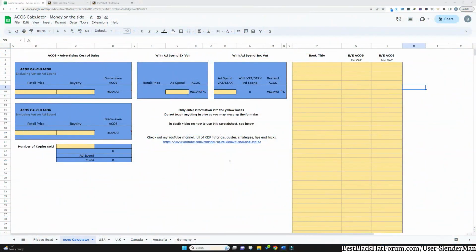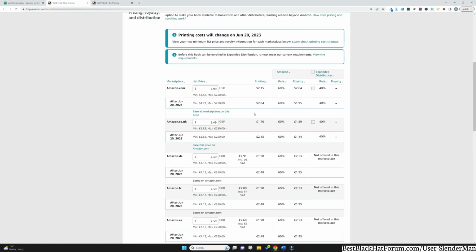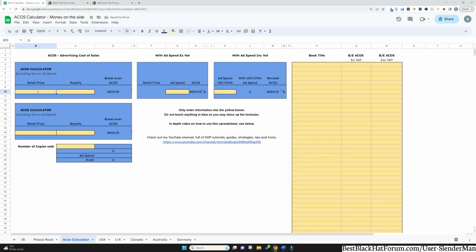Okay, here is the ACOS calculator that will be a total game changer for you. This will tell you exactly what your break-even ACOS is. Let's take a bog standard logbook, which is normally 8.5 by 11 and has 109 pages. The list price for this book is $7.99 and the royalty is $1.95. Okay, so I'll put those figures into my calculator. Okay, $7.99 and $1.95 royalty.